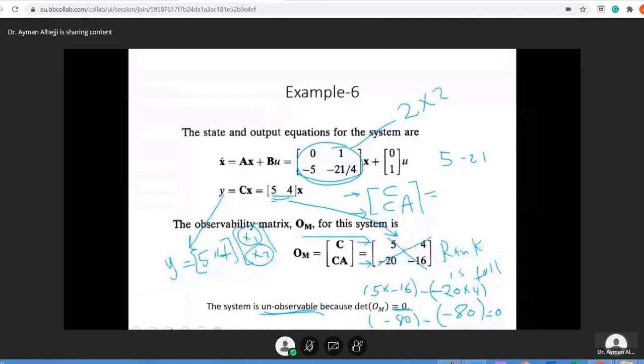The system is unobservable. Do you have any questions? Inshallah. Okay.